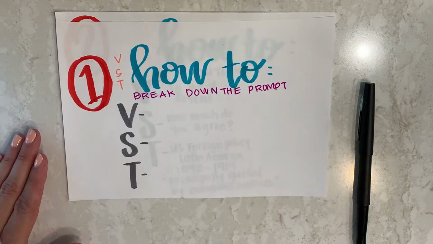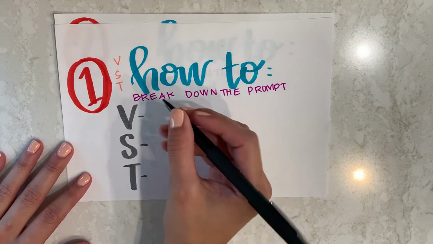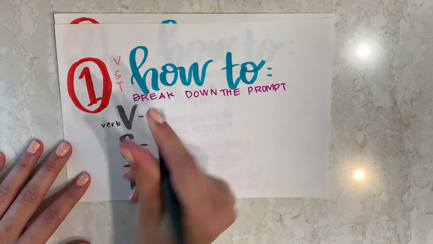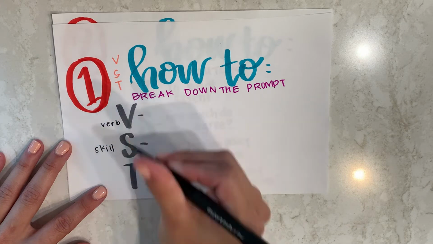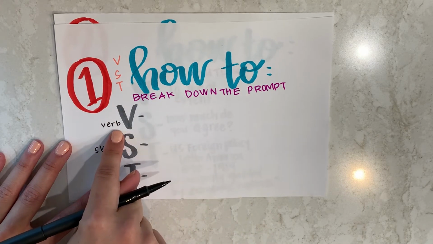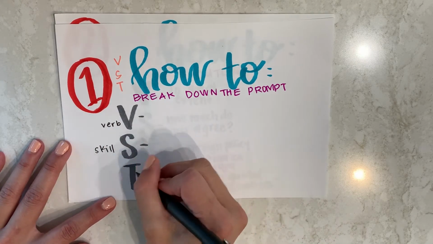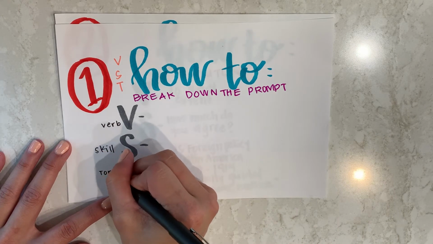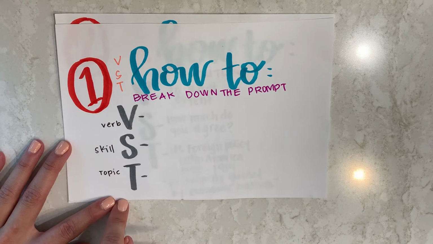So, the first step of VST, how to break down the prompt. The V stands for verb. What is the prompt asking you to do? The S stands for skill. What does this verb even mean? There's a big difference between analyze and evaluate and so on and so forth. Last but not least is the T, which is not the gossip, but the topic. What are the key words in the prompt to make sure that you're sticking with what the prompt is actually asking for? What content, what dates, etc.